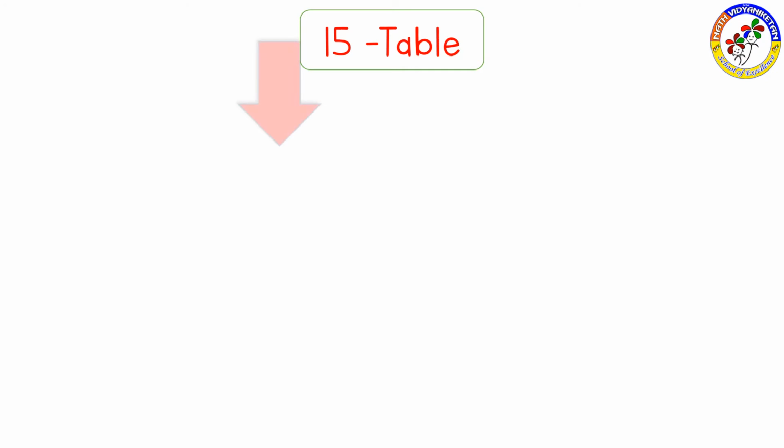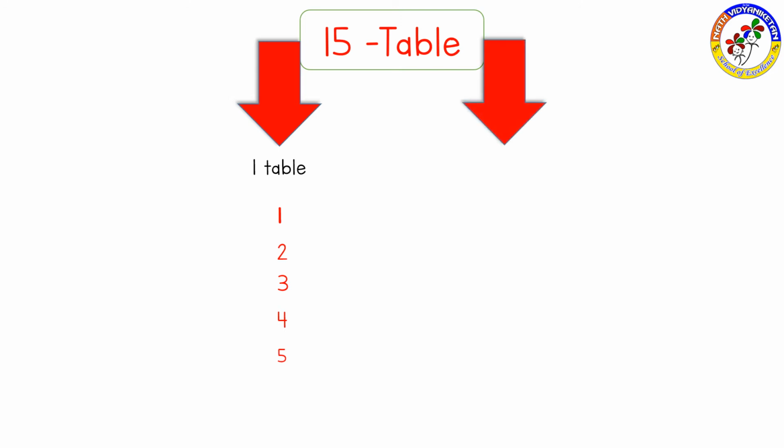So here 15th table. So let us see 15th table, left side 1 and right side 5. So let us write the 1 table here. 1 1s are 1. 1 2s are 2. 1 3s are 3. 1 4s are 4. 1 5s are 5. Now let us go to 5 table. 5 1s are 5. 5 2s are 10. 5 3s are 15. 5 4s are 20. 5 5s are 25.